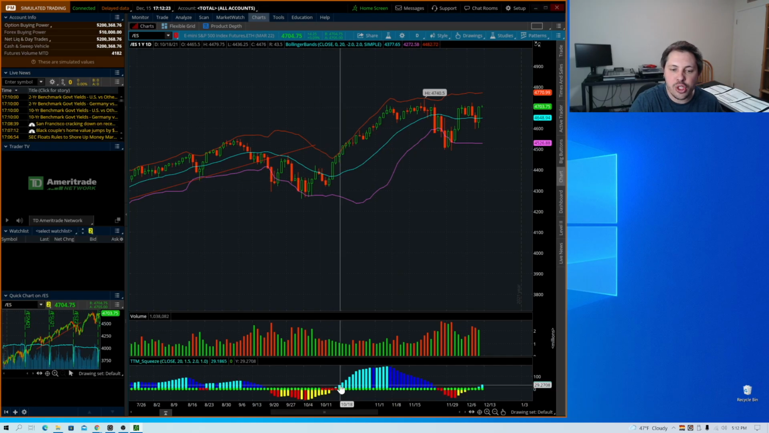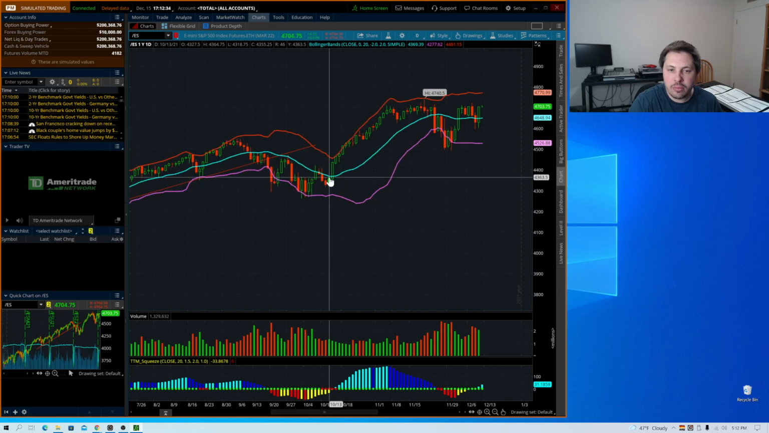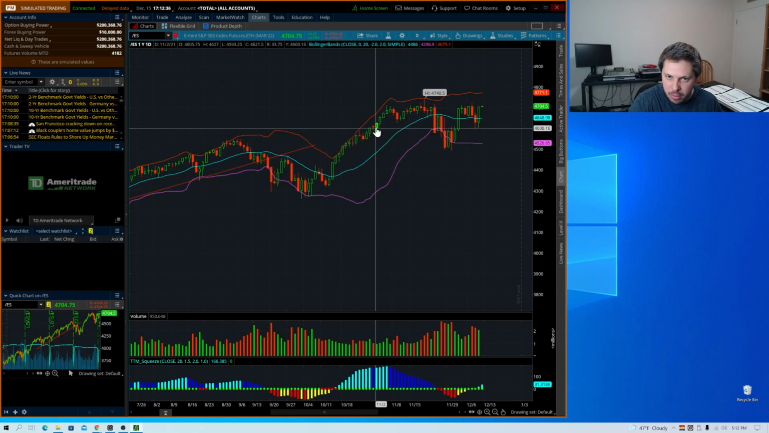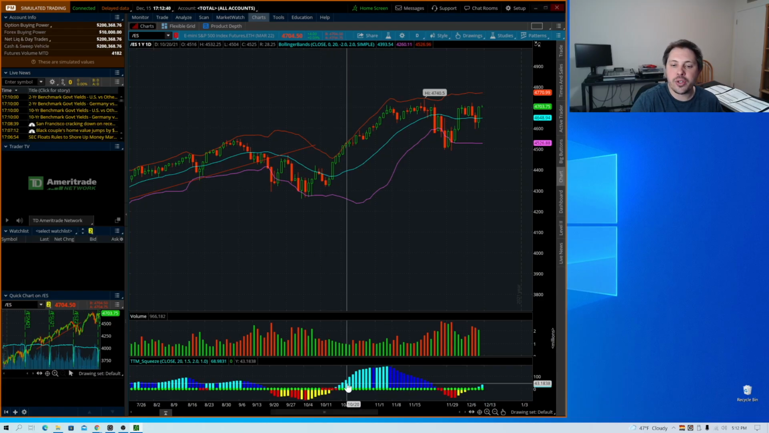Now it's positive, and now you can see that the squeeze fires here. It goes from this red little dot here to this blue dot, and we can then see that this market then started to trend up, right? So there's like a flow to this, right? The markets, they like to go up and down and sideways.